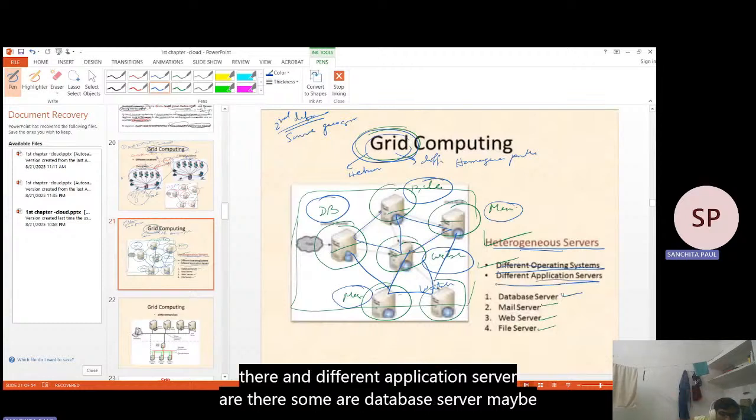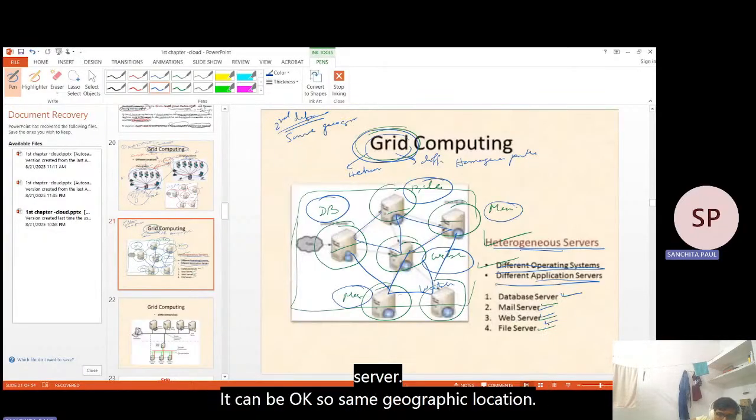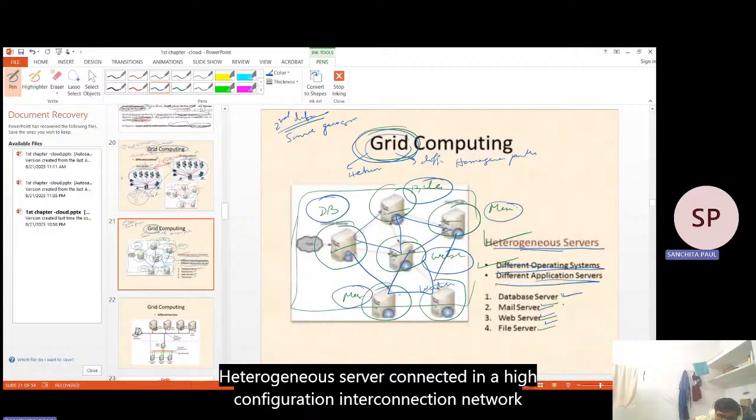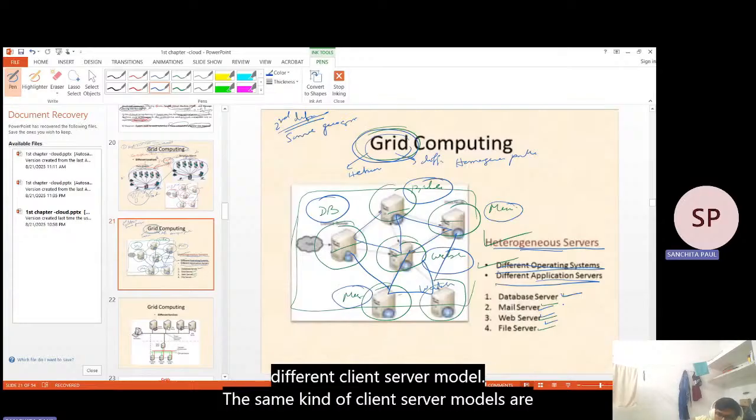Some are database server, maybe file server, mail server, web server, and some message oriented server. Okay, so same geographic location, heterogeneous servers connected in a high configuration interconnection network, that is called grid. And the first definition says different geographic location, different client server models, the same kind of client server models are there.